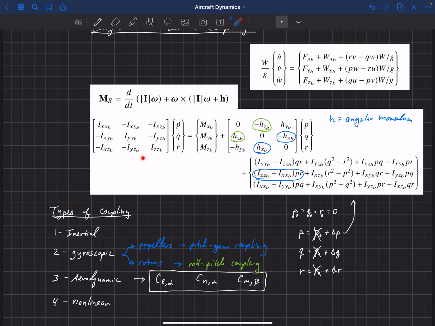So that's just an overview of some of the types of coupling that you can see in these equations. Again, we stepped back to the fundamental moment equation from Newton's second law, and included these nonlinearities in inertia, the gyroscopic coupling, the aerodynamic coupling that can happen in our terms, and also these nonlinear terms. And there are ways to look at the dynamics including all of these terms.